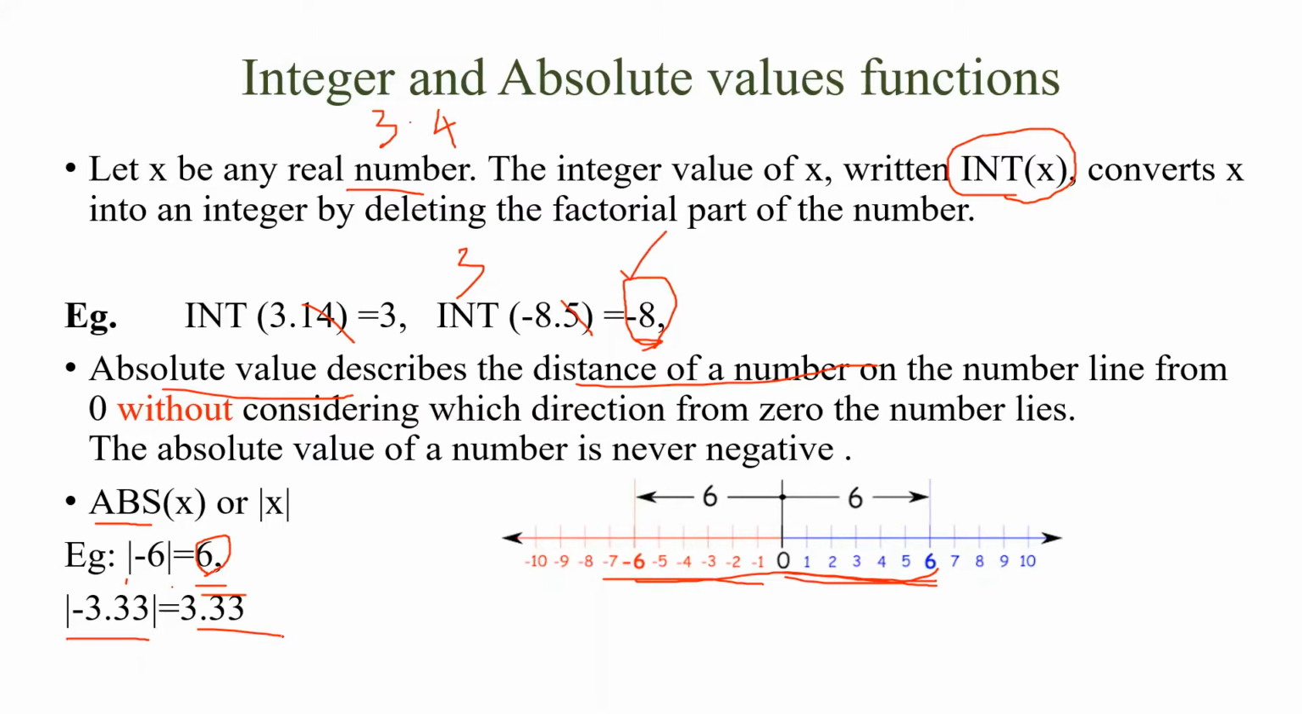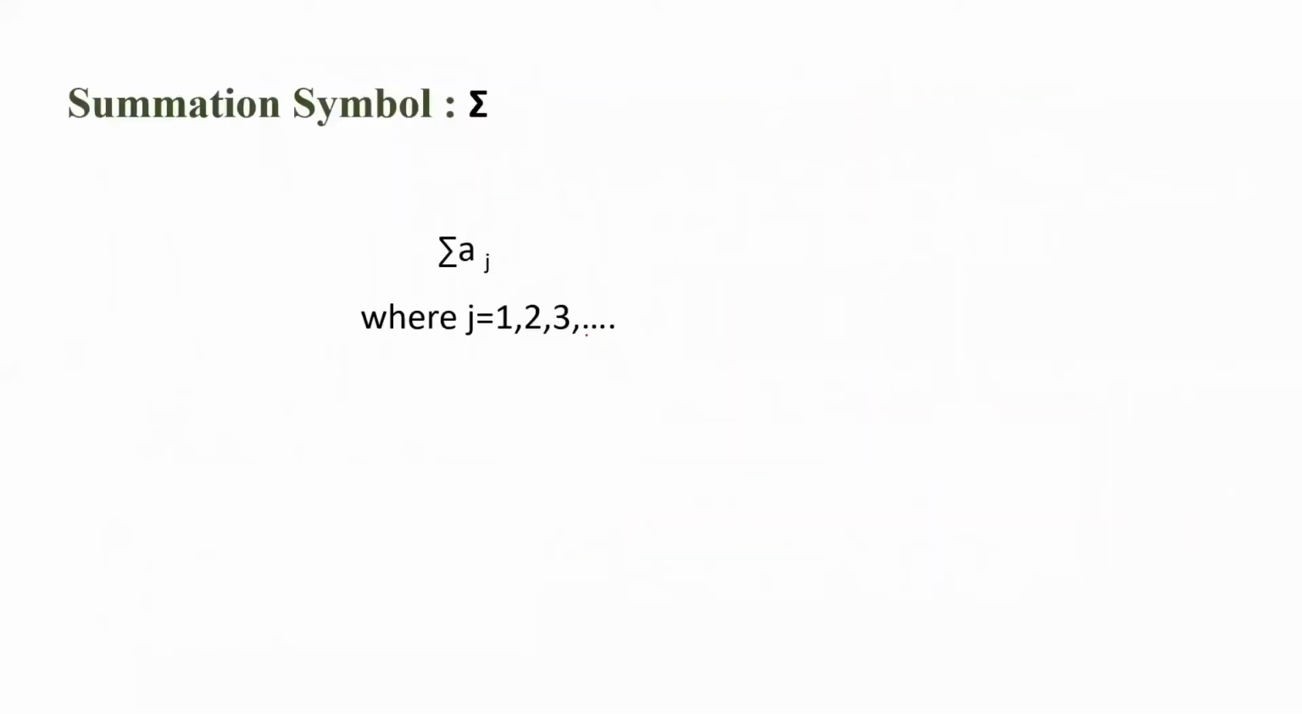That's why I gave 2 examples. Absolute value will remove only the sign, the negative sign, while the integer function will remove only the fractional part. So these 2 examples also you can write if it is for very small marks.